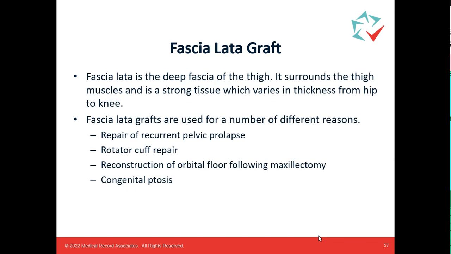Another type of graft is the fascia lata graft. This fascia lata is actually the deep fascia of the thigh. It surrounds the thigh muscles and it's a strong tissue which varies in thickness from hip to knee. They're used for a number of different reasons. These grafts can be used to repair recurrent pelvic prolapse. You may see them in your rotator cuff repairs. They can also be used in reconstruction of orbital floor following maxillectomy, and even to correct things such as congenital ptosis.